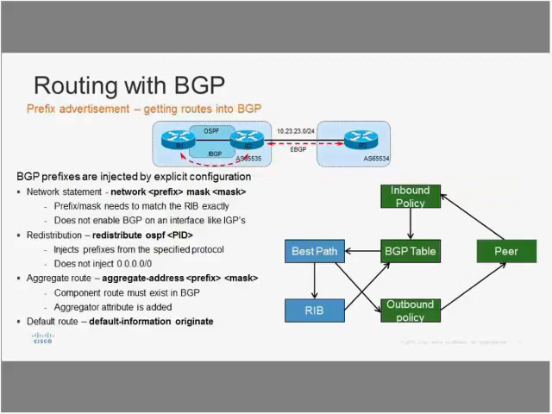Now, how the advertisement works. You can advertise the prefixes in BGP using 4 different methods. The first and the most used method is the network statement. You put the command network, the prefix, mask, and the subnet. So if you're putting an exact prefix, use the exact mask.